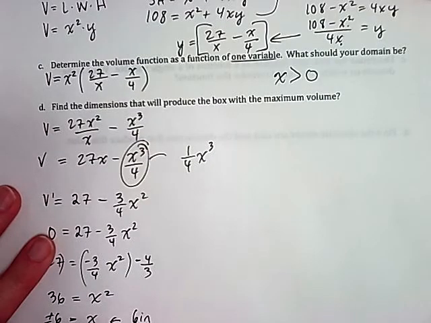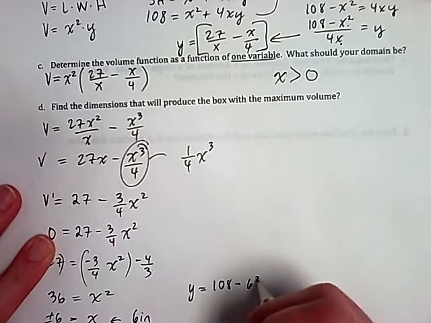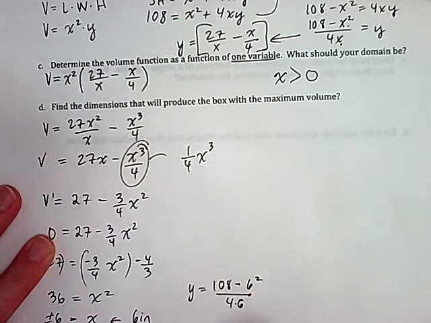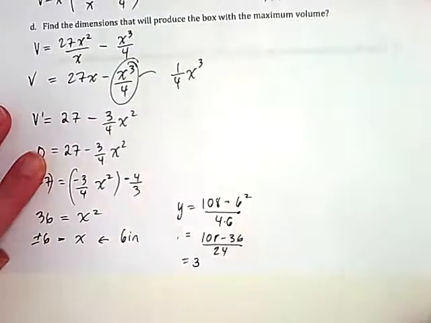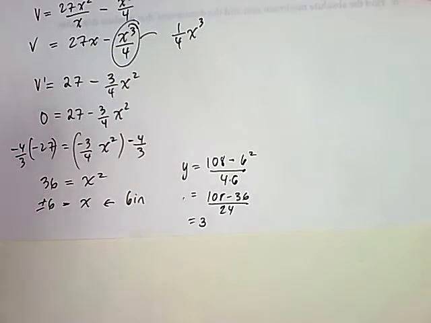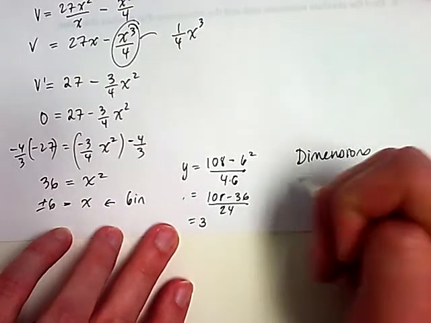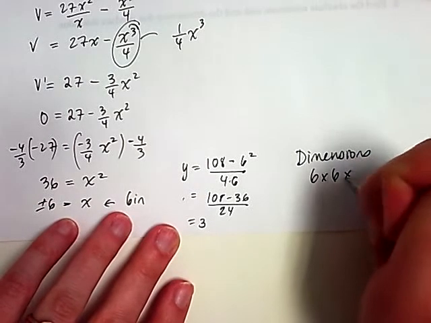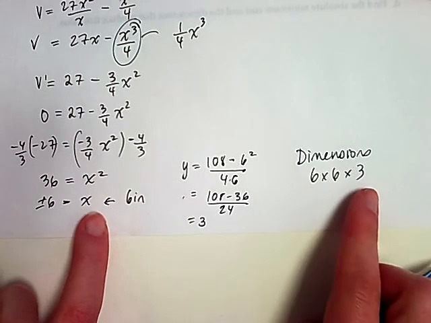So to find y, I would say y equals 108 minus 6 squared over 4 times 6. So this gives me 108 minus 36 over 24. And at that point, probably want to use a calculator. This ends up giving you a value of 3. Okay, so what's that telling you? Now we know that the dimensions that we get from this critical point are 6 by 6 by 3. How I know there's 2 6s? Because I know there's 2 dimensions of x in my box, and then there's 1 dimension of 3, and these are inches.